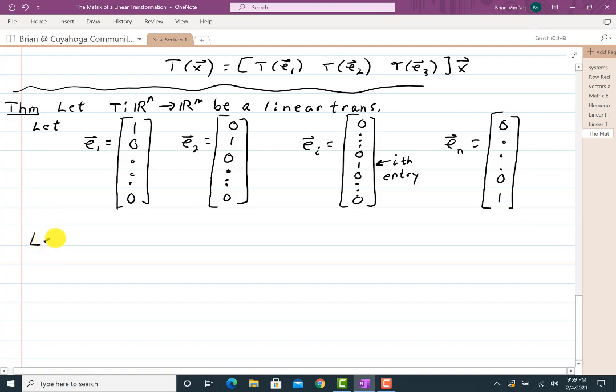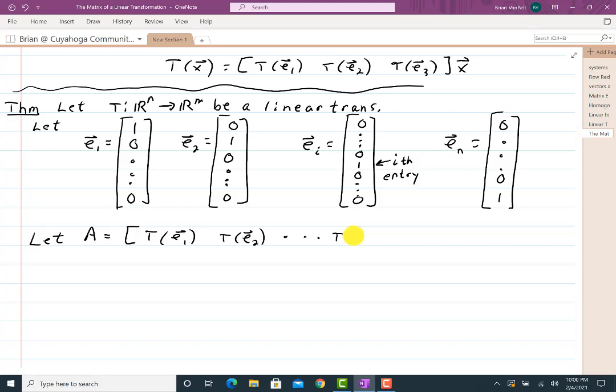Let A be the matrix that equals T of E1, T of E2, and so on. Remember, when I write these, each of these T of E's is a vector in Rm, because T's range lies in R to the m. That means we have m rows. And of course, we have n columns since the domain is Rn.